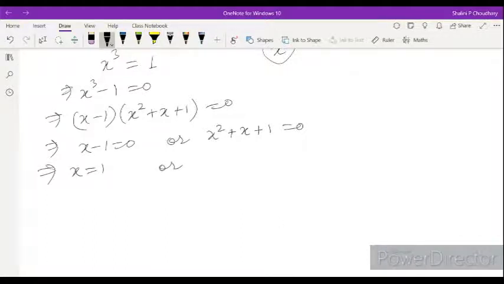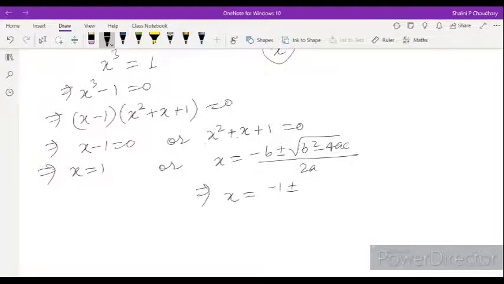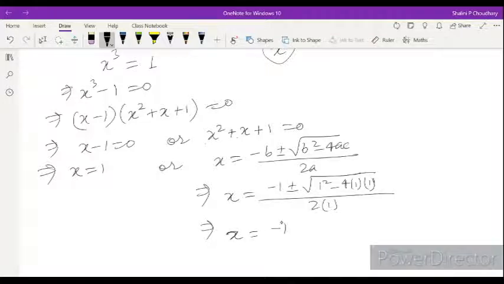Next, here we'll apply the formula x is equal to minus b plus minus square root of b square minus 4ac, divided by 2a. So what value will we get? Here the value of a is 1, b is 1, c is 1. So x will be minus 1 plus minus square root of 1 square minus 4 into 1 into 1, divided by 2 into 1. So what value will we get for x? Minus 1 plus minus square root of 1 minus 4, divided by 2.